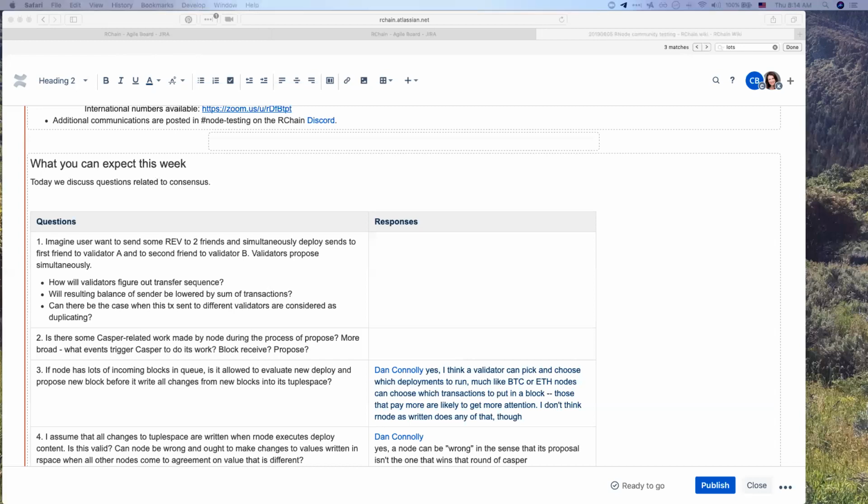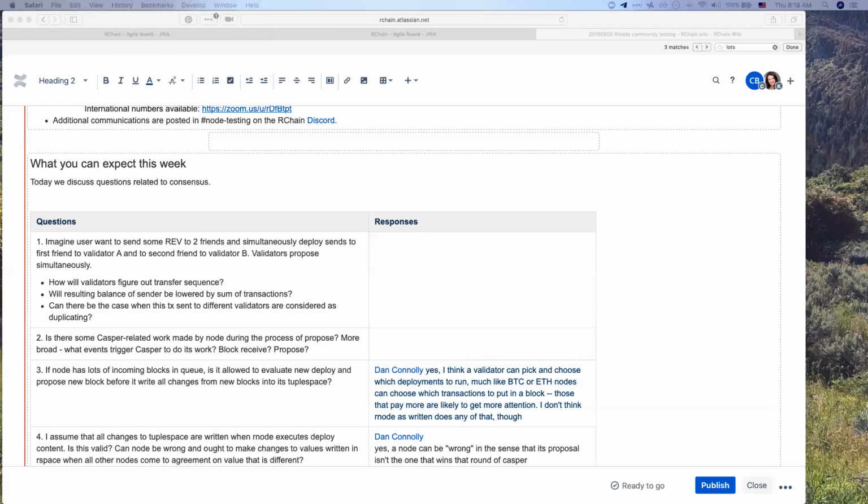I guess the Casper submodule is triggered or called during deploy, propose, and any of the commands, show blocks, vdag. So if you treat the Casper submodule as what Casper means, then I guess that's the answer.